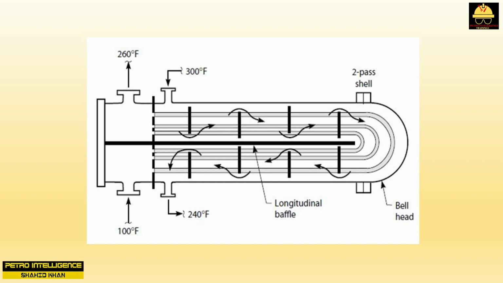The critical feature of this exchanger is the longitudinal baffle, which extends down the length of the shell. The baffle is fitted directly to, and thus becomes physically part of, the tube bundle. The function of the baffle is to force the shell side fluid to flow down the entire length of the shell and back again to the shell side outlet nozzle.